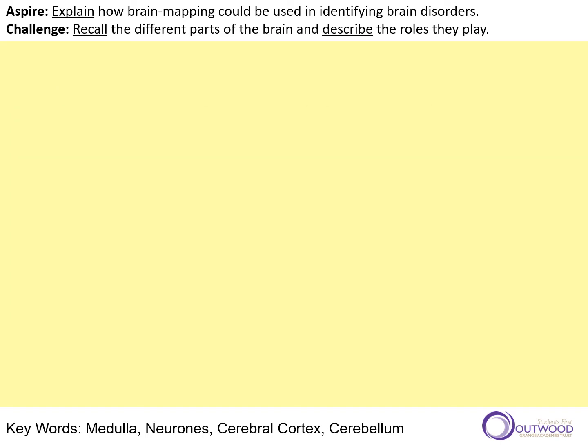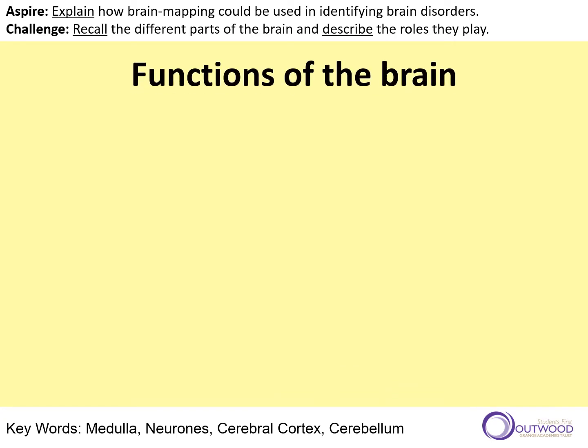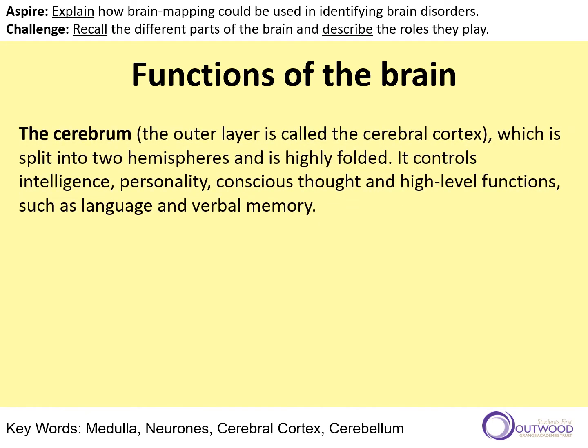Let's find out what they do. So you can put a subtitle, functions of the brain. If you've not managed to get a diagram of the brain, it doesn't really matter, because I'm sure those three aspects, and we'll come to those again, you'll be able to label. If you want to get a diagram, just grab one off your teacher. So functions of the brain, the cerebrum. That's the outer layer, the top part, and it's called the cerebral cortex.